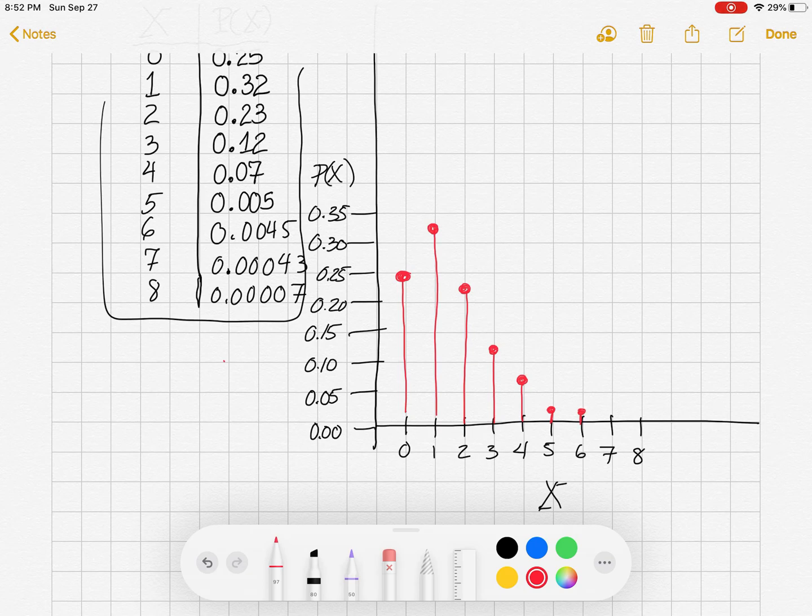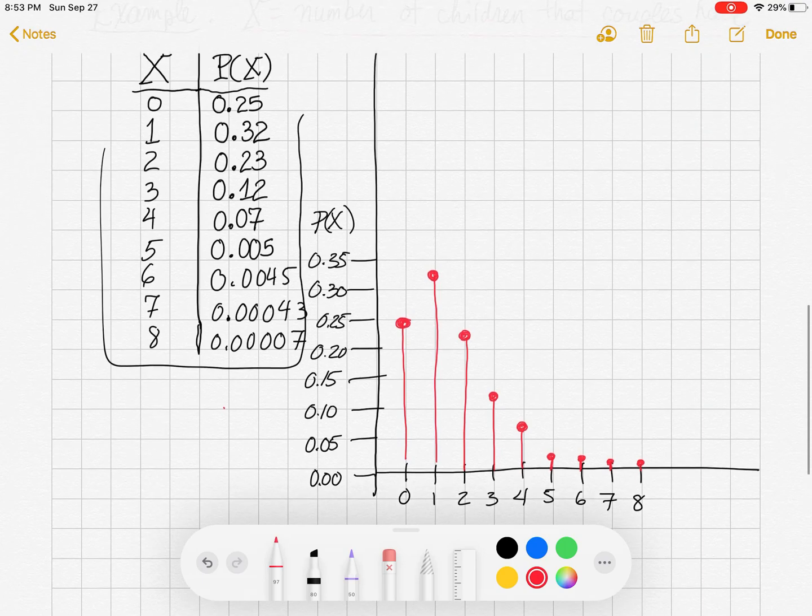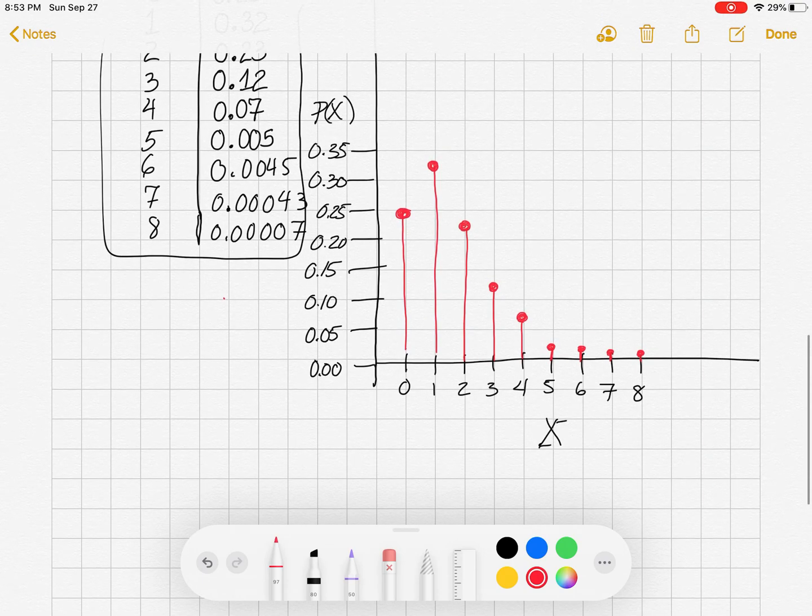And then we have 0.0045. That would be a little smaller. And for 7, we get tiny, really tiny. For 8, we get really tiny. So this is the probability distribution as a graph here.